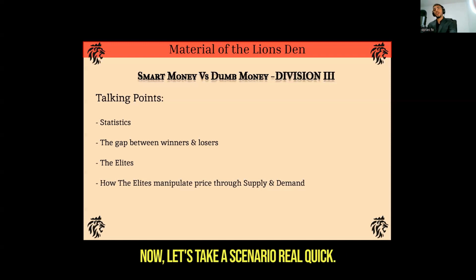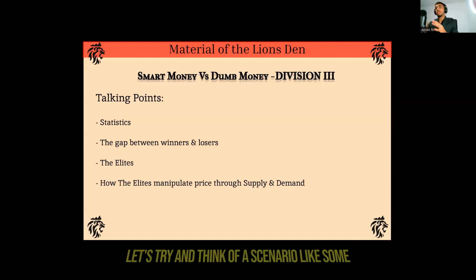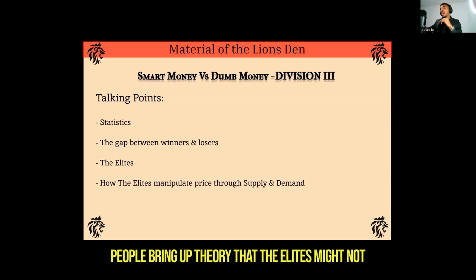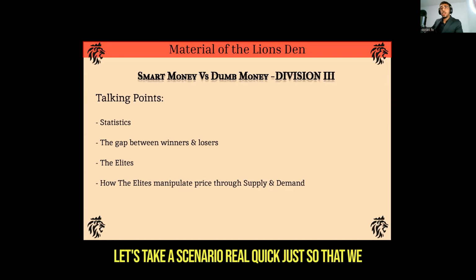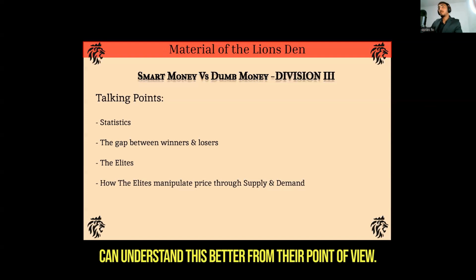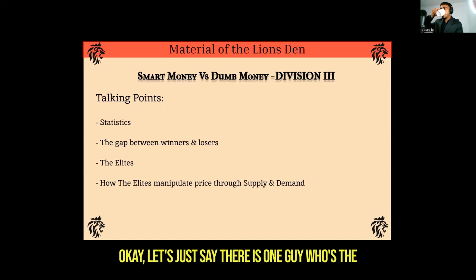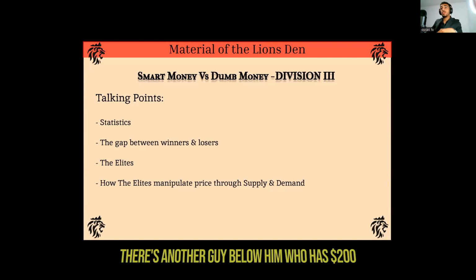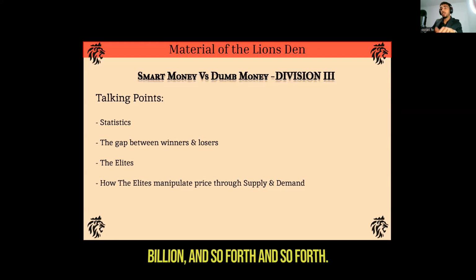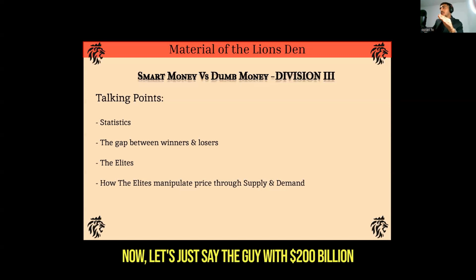Now, let's take a scenario real quick. Some people bring up the theory that the elites might not all be in the same group together. Let's take a scenario just so that we can understand this better from their point of view, okay? Let's just say there is one guy who's the richest player in this game, has $1 trillion. There's another guy below him who has $200 billion, another guy below him who has $100 billion, and so forth and so forth.